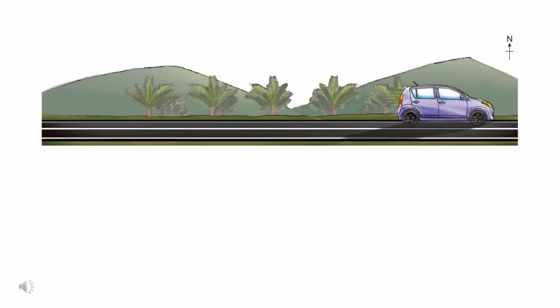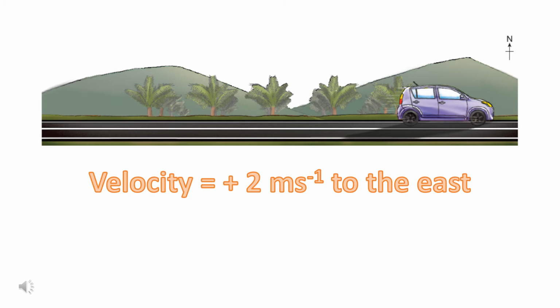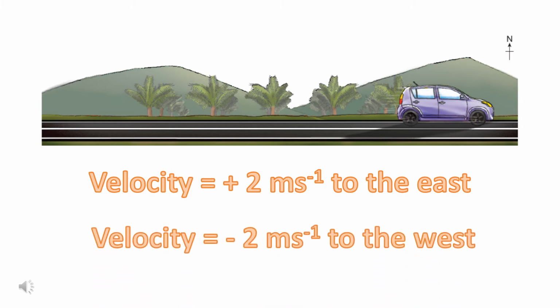Velocity is different than speed, that is, it has direction. The positive and negative signs in the value for velocity show the direction of motion of the car. When the car travels to the east, its velocity is written with a positive sign. The velocity of the car in the opposite direction would be written with a negative sign.